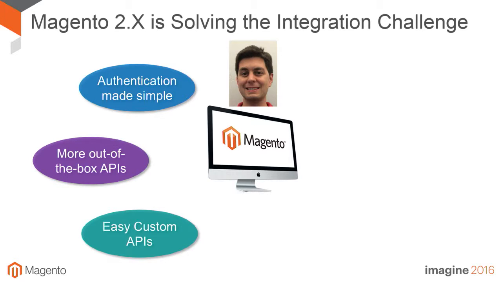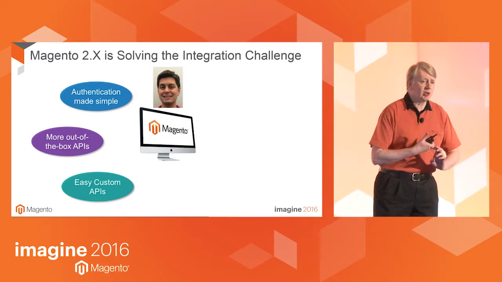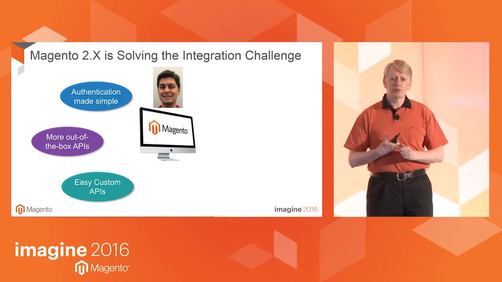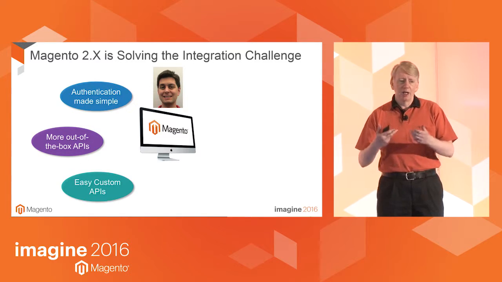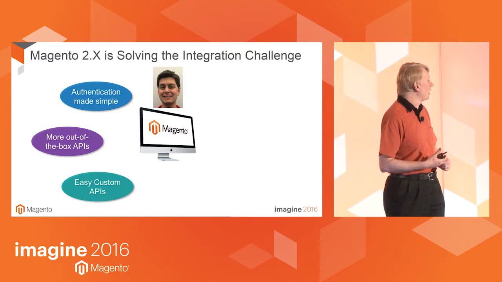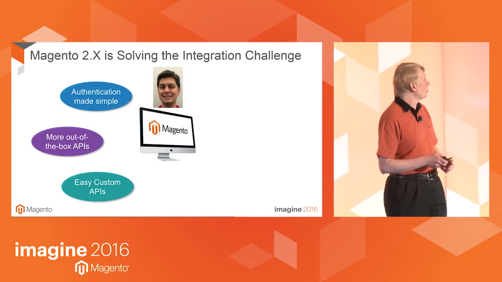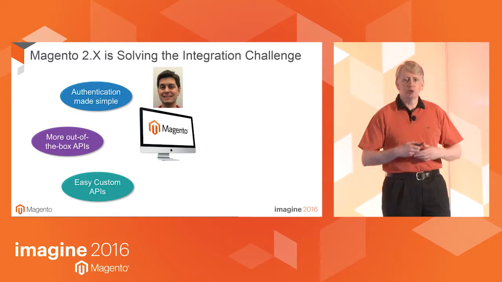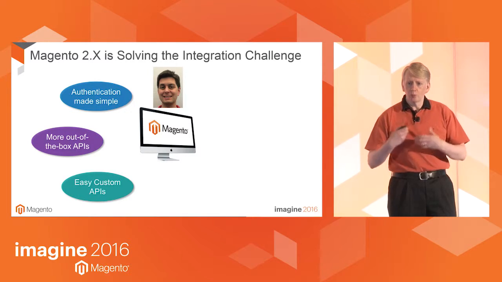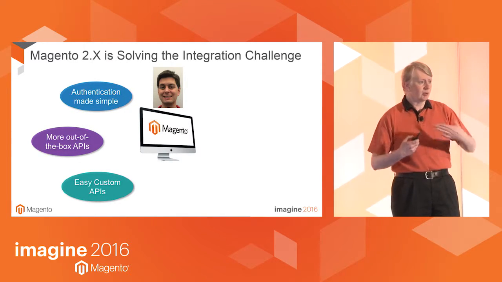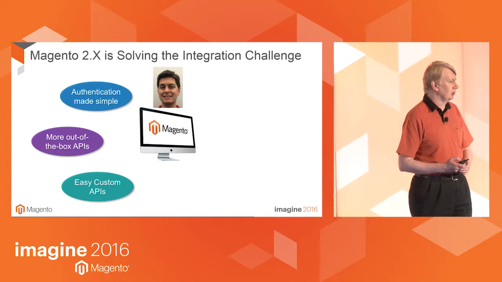So we're going to talk about several things in the coming slides. One, I'm going to talk about the authentication processes, the different scenarios where you need authentication and how we support them out of the box. I'm going to touch on the fact that we've got more APIs out of the box. Going to talk about how it's easier to build your own custom APIs. If our APIs aren't good enough, we can make it easier for you to build your own custom APIs for whatever scenario you need.